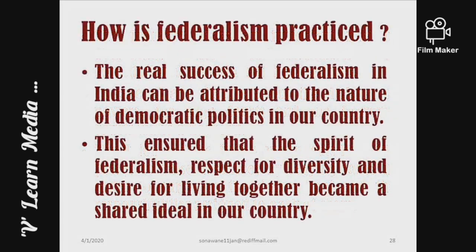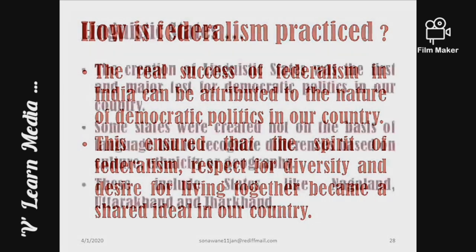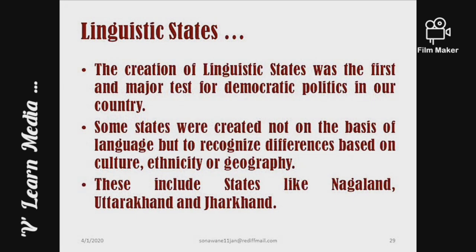How is federalism practiced? The real success of federalism in India can be attributed to the nature of democratic politics in our country. This ensured that the spirit of federalism, respect for diversity and desire for living together became a shared ideal in our country. Linguistic states. The creation of linguistic states was the first and major test for democratic politics in our country.